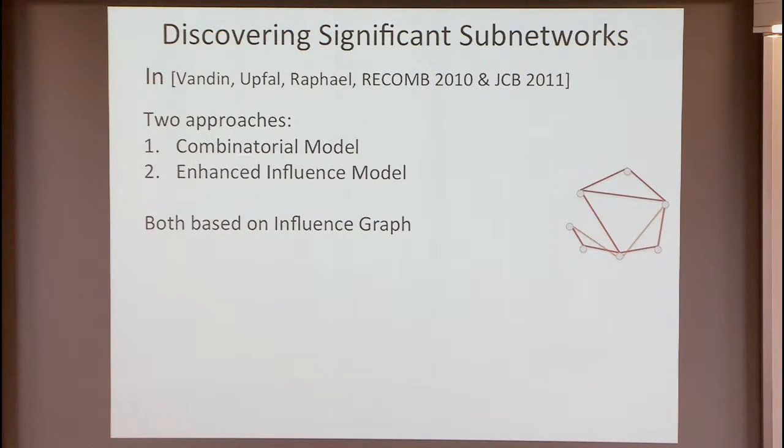We call the first one a combinatorial model. That is what I'm going to talk about today. And the second one is what we call the enhanced influence model.